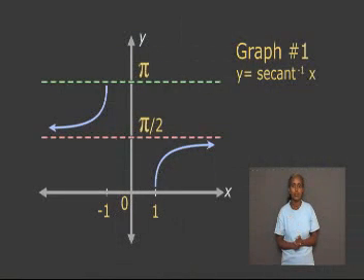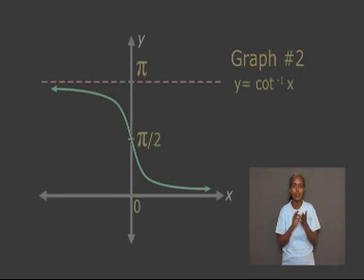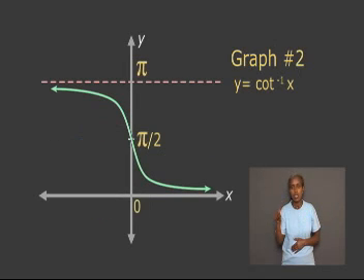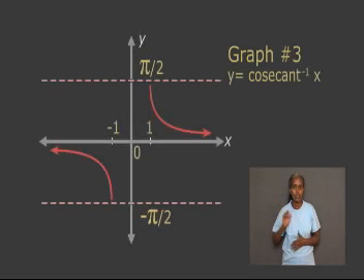Welcome back, students. Graph number 1 is the arcsecant of x. Graph number 2 is the arccotangent of x. And graph number 3 is the arccosecant of x. Great work, students. If you had any difficulty, I am sure teacher will be happy to help you after the lesson.